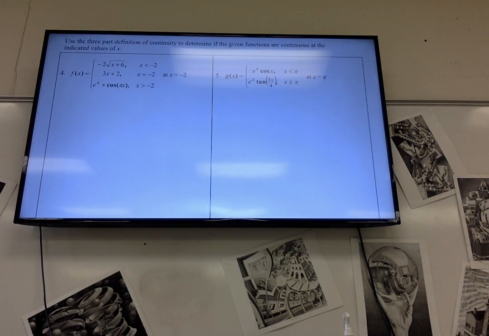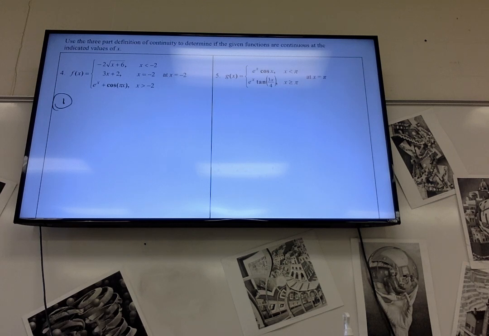We're going to list the three-part definition of continuity to determine if these functions are continuous. So this time we don't have pictures. We have expressions. So we're going to have to figure it out a different way. Number one, I need to know that it's defined at a certain point. Any clue what that certain point needs to be?